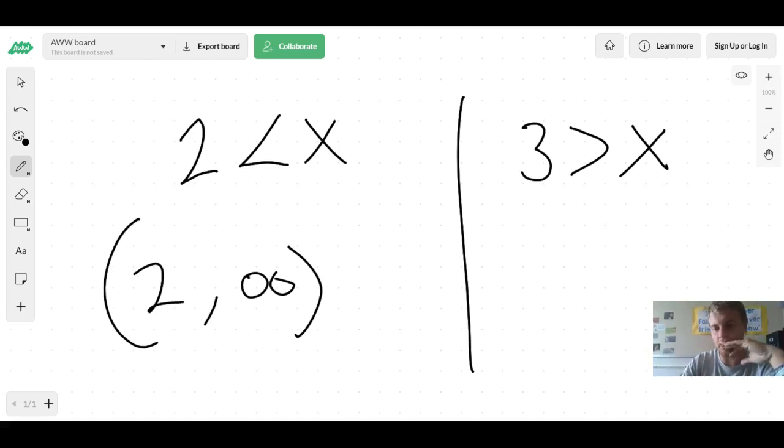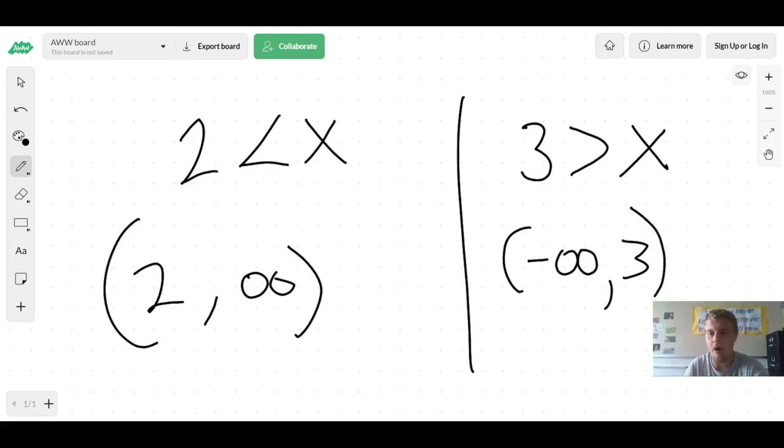This one is saying 3 is greater than x. So our biggest number is 3, and our smallest number is going to be negative infinity. And the reason it's going to be negative infinity is we use negative infinity to show that we keep going towards the left side or towards the negative side. So that's what we have right there. From here, we would do an open bracket at negative infinity because we don't have it. And we do an open bracket at 3.